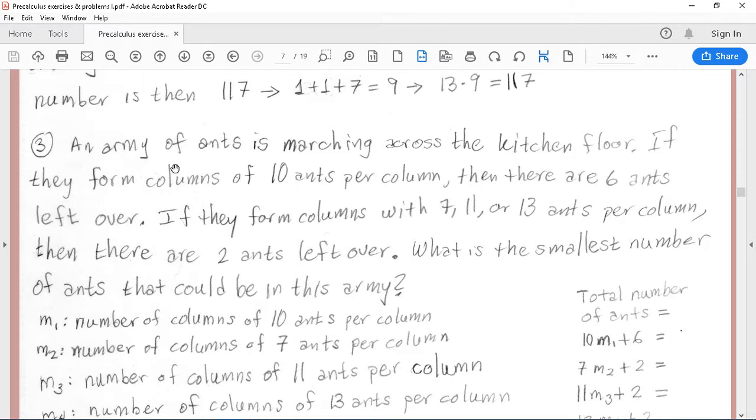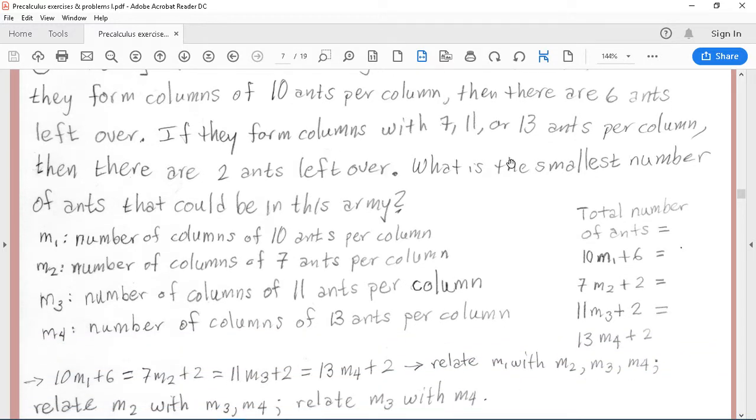Okay, here we have an army of ants marching across the kitchen floor. If they form columns of 10 ants per column, then there are 6 ants left over. If they form columns with 7, 11, or 13 ants per column, then there are 2 ants left over. What is the smallest number of ants that could be in this army?